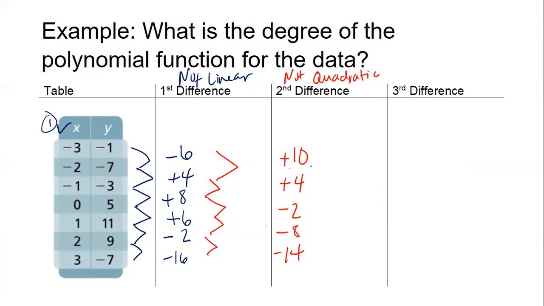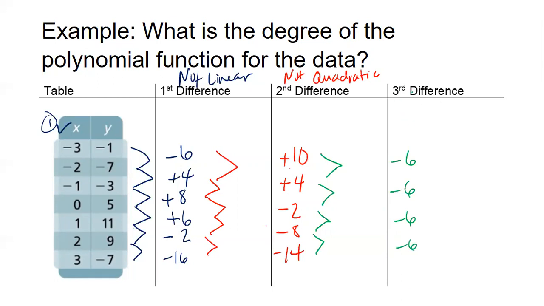All right. So now we're going to go from here to here. So how do I go from 10 to 4? How do I go from 4 to -2? How do I go from -2 to -8? How do I go from -8 to -14? -6. So winner, winner, chicken dinner.